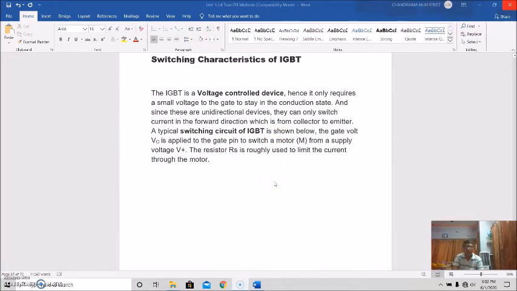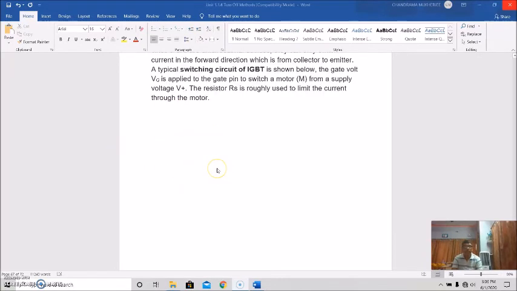Now, the switching characteristics of IGBT will be discussed. This IGBT is a voltage controlled device, and it only requires a small voltage at the gate to stay in the conduction state. Once again, since it is a voltage controlled device, it requires a small voltage at the gate to be in the conduction state. And since these are unidirectional devices, they can only switch current in the forward direction, which is from collector to emitter. A typical switching circuit is shown here.